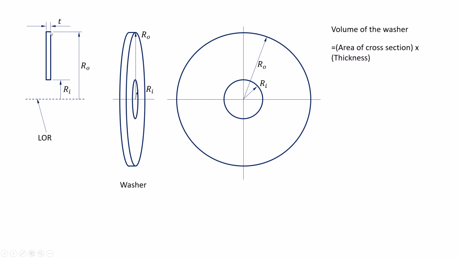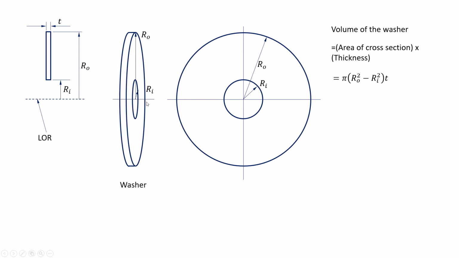Okay, and so the area of the annulus itself, the cross-sectional area, is pi times RO square minus RI square times T. So pi times the quantity RO square minus RI square times T. That's all there is to it. So this is how you find the volume of the washer.